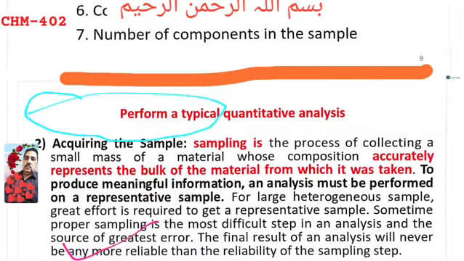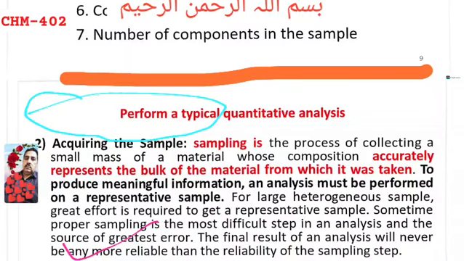Number 2, perform sampling. Sampling is taking a sample from any bulk substance which represents the whole. Sampling is the process of collecting a small mass of the material whose composition accurately represents the bulk of the material which is taken. To produce meaningful information, analysis must be performed on a representative sample.